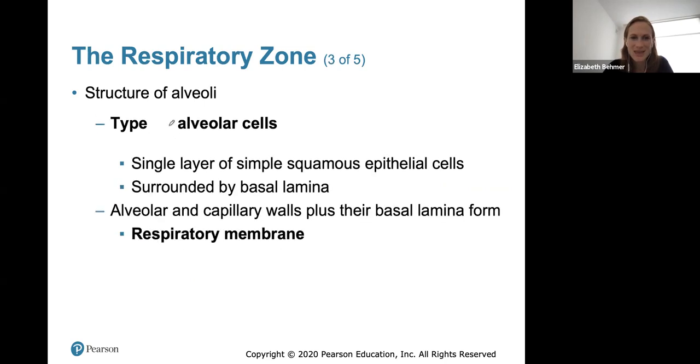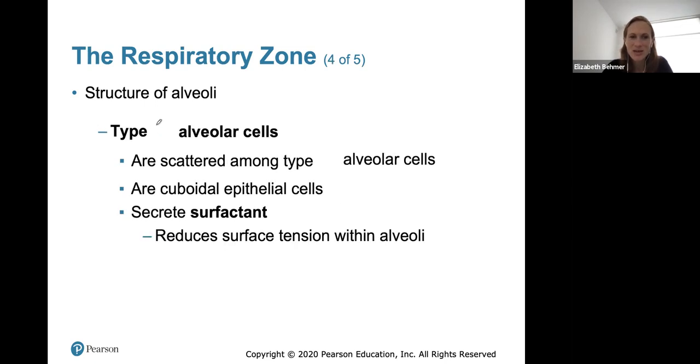I think this should be type 1 alveolar cells, which is a single layer of simple squamous epithelial cells surrounded by alveolar basal lamina. So you have different structures. These are type 2 alveolar cells, and type 2 alveolar cells are scattered among the type 1 alveolar cells. They're more cuboidal, and type 2 alveolar cells secrete surfactant, which reduces the surface tension within the alveoli so that they can stay inflated.